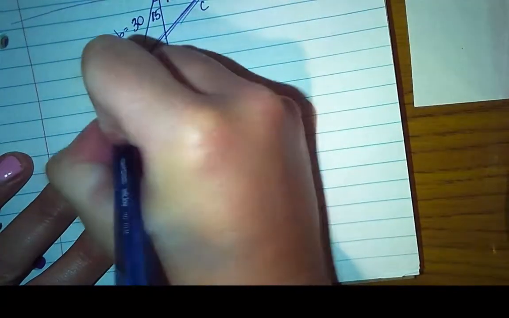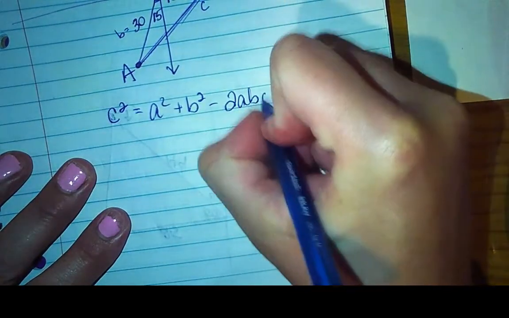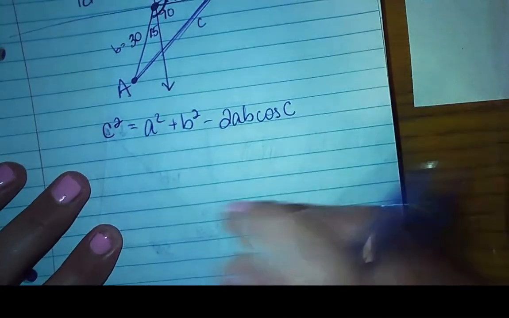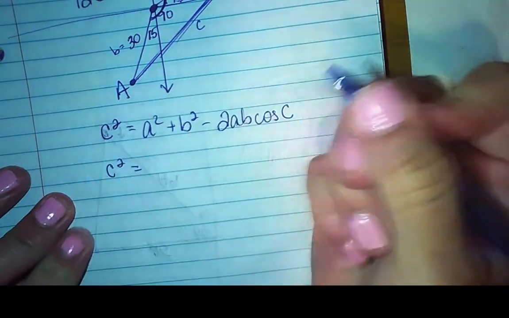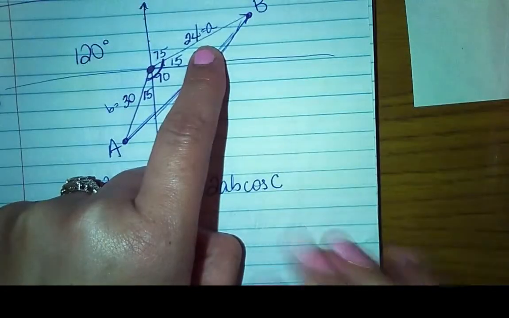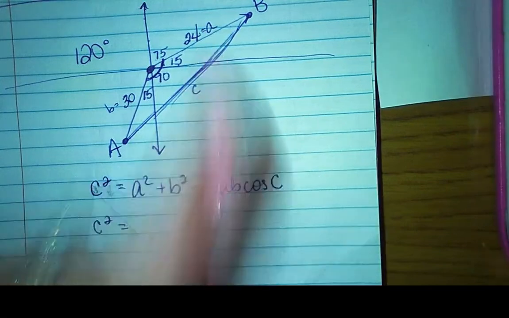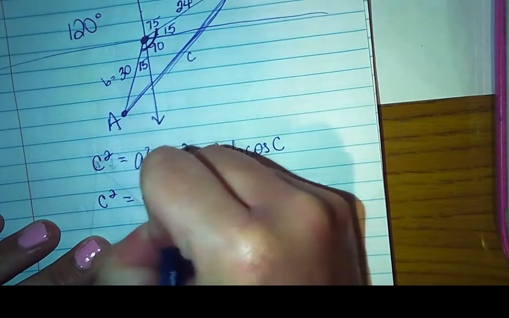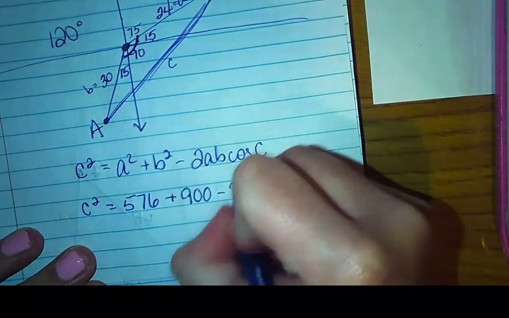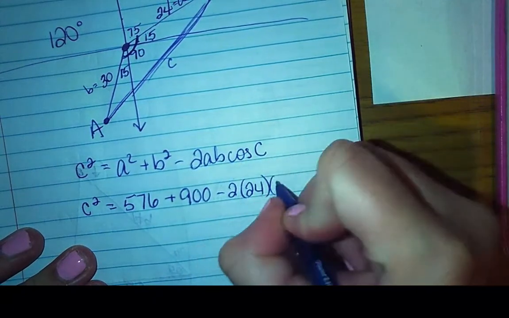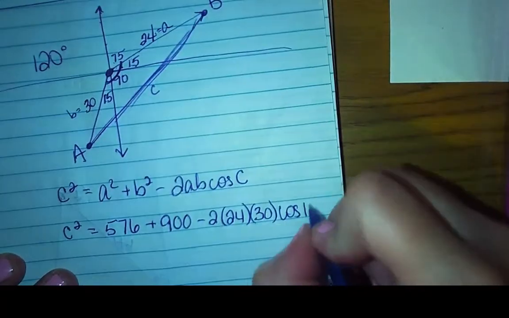So finding little c, c squared equals a squared plus b squared minus 2ab times the cosine of big C. So I'm trying to find c squared. That equals a squared, which is 24 squared, which is 576, correct? Why, yes, it is. So that's 576 plus b squared is 30 times 30, which is 900, minus 2 times 24 times 30 times the cosine of that entire angle, which is 120 degrees.